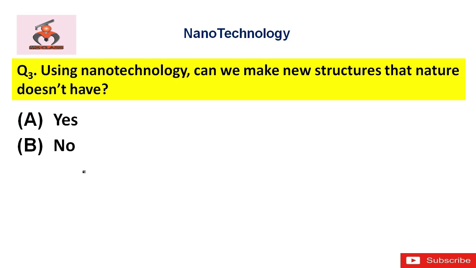Next question is, using nanotechnology, can we make new structures that nature does not have? Yes, we can make new structures that nature does not have, because nanotechnology involves the synthesis of nanomaterials to make different products that will be useful for our use. We can make any shape or size, or arrange the nanoparticles or materials in different orientations to get new characteristics that may not be readily available in nature.